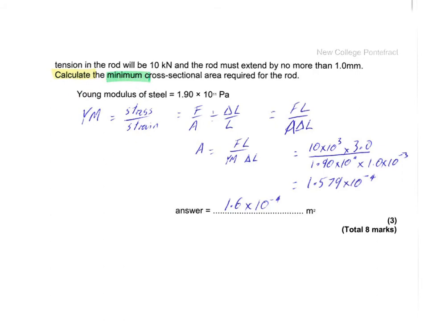Well, Young's modulus is stress upon strain, so F upon A divided by delta L upon L. That's FL upon A delta L. Rearrange that, and A is FL divided by the Young's modulus times delta L. Put in the data, there's 10 kilonewtons, there's the 3 metres original length, there's the Young modulus, there's the 1 millimetre. If that's a maximum value, because it's on the bottom, that is going to give me a minimum area, and that works out as 1.6 times 10 to the minus 4 metres squared. No specific marks for significant figures there, so you're okay having too many significant figures. So that's the Mechanics Homework Booklet question 4.